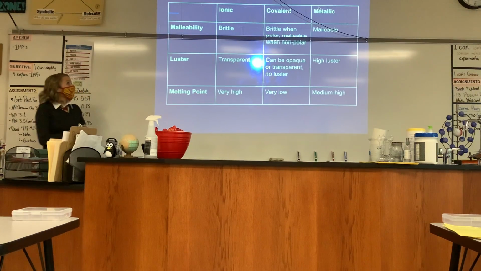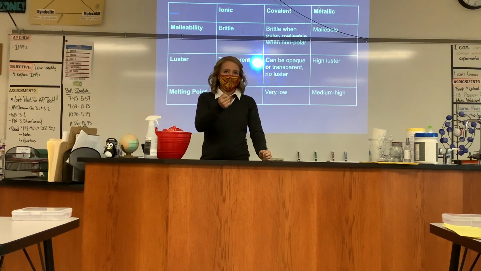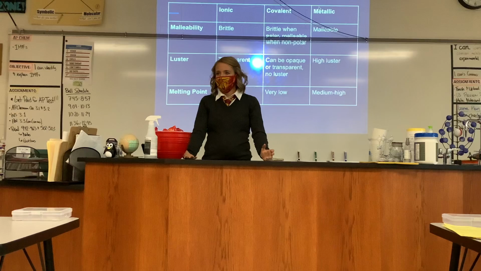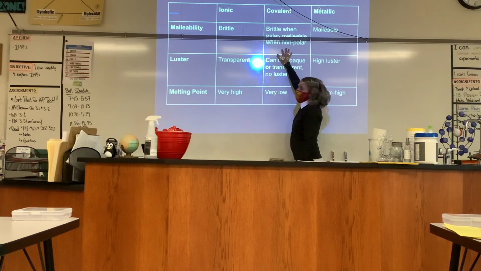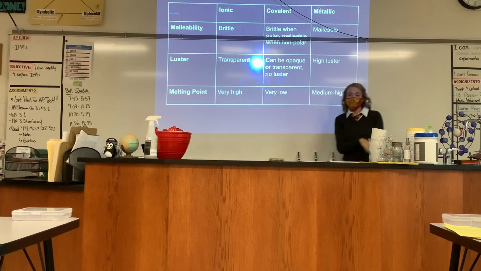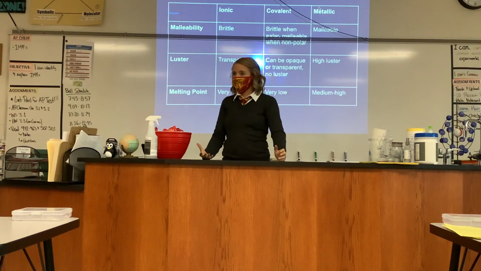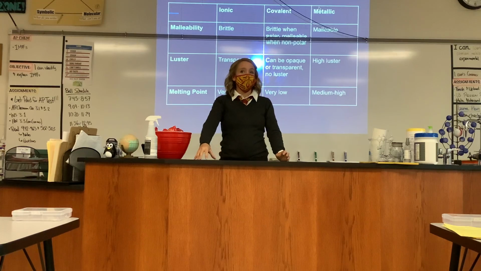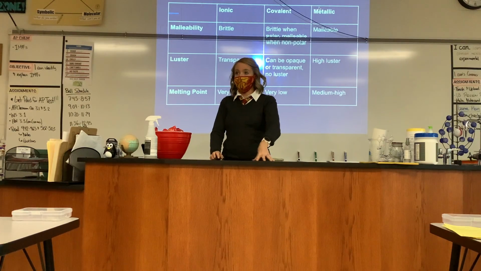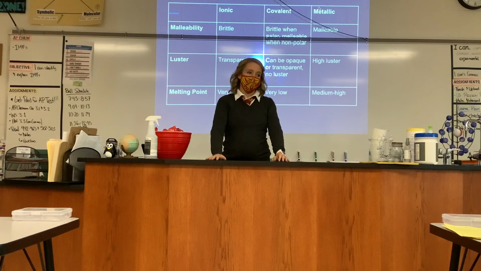Other properties. Ionics are typically brittle. These are the ones that when you do the malleability test and hit it with the hammer, they shatter. Okay? Covalents can go either way. Sometimes they're brittle, but sometimes they're not. For example, in the lab last time, the wax. Is wax malleable? Yes. Very so, right? But wax is a covalent substance. Is sugar malleable? No, but sugar is also covalent. So covalents can go either direction of being malleable or not malleable.